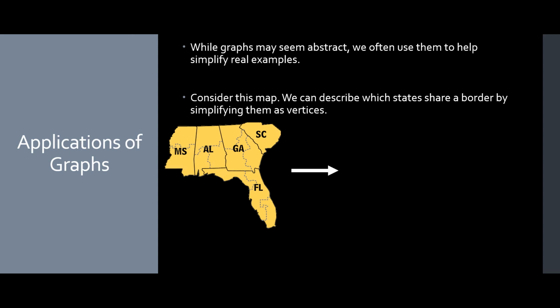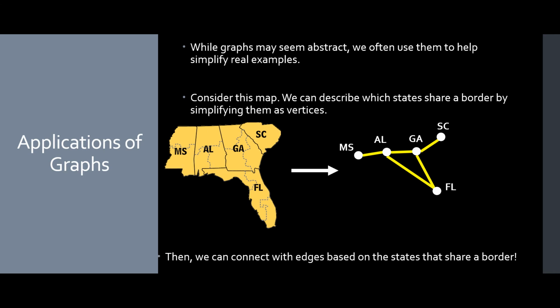referring to them not as states, but just as vertices. So you'll notice that I've just replaced each one of the states with just a dot, and I've given it the same label. So now you've got little Mississippi, and then Alabama, and Georgia, and South Carolina, and Florida. And now they're just dots. And we can connect them based on the states that share a border. So Florida, for example, shares a border with Alabama and Georgia. Georgia shares a border with Alabama, South Carolina, and Florida.